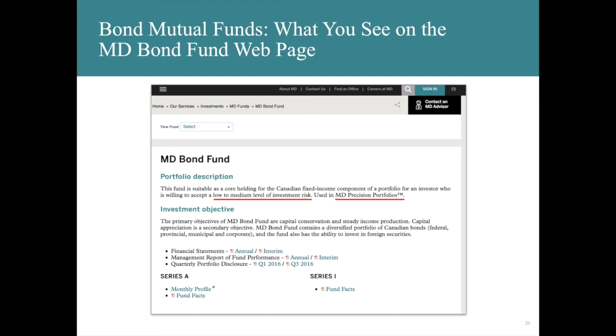And the diversification aspect of it and the ability to invest in foreign securities is what you see on the slide I've just showcased right now.